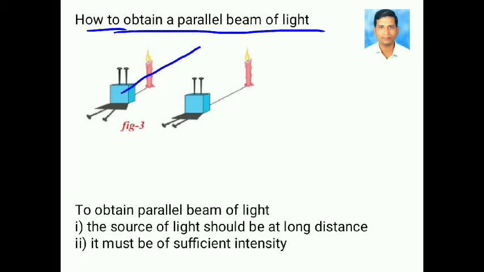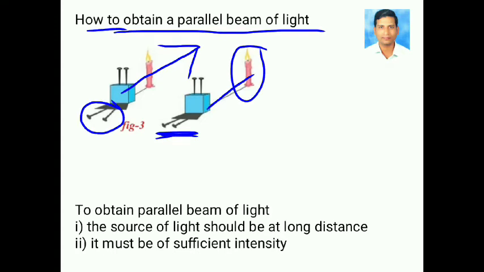As we move the candle away from the pins, the angle of divergence gets reduced. If we move the source far away, we will get parallel shadows. But as we move the candle away, the light intensity becomes low.